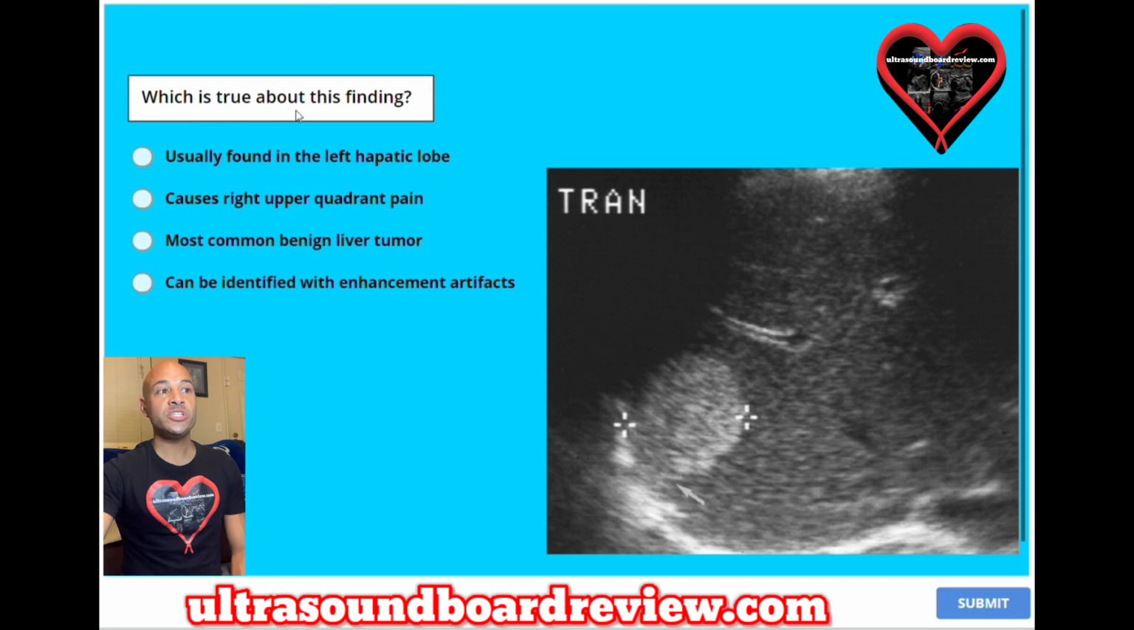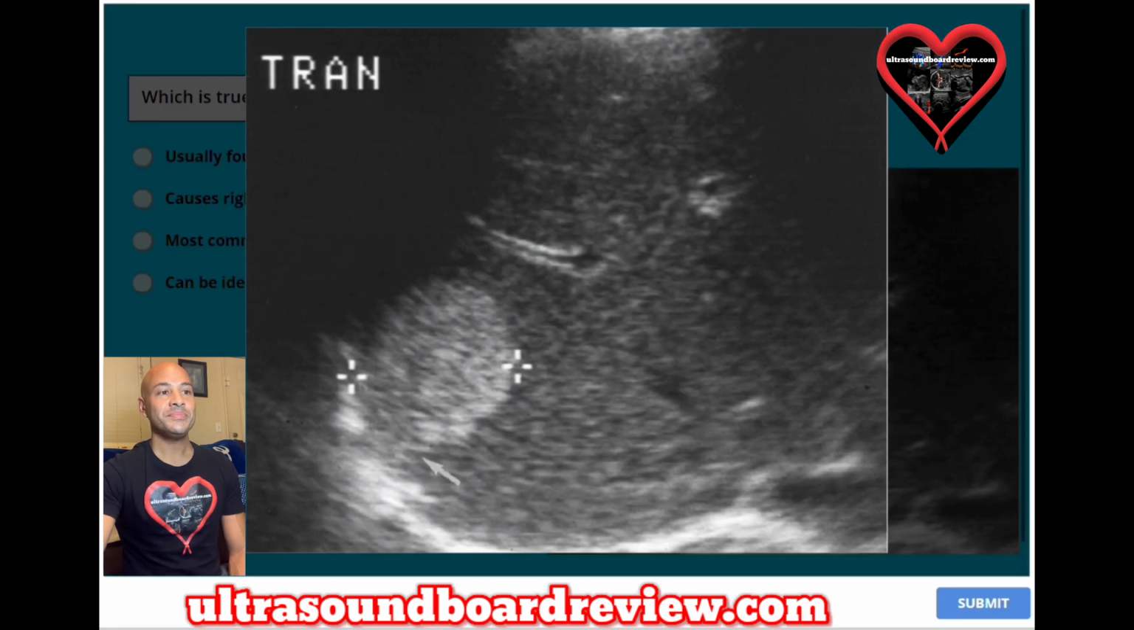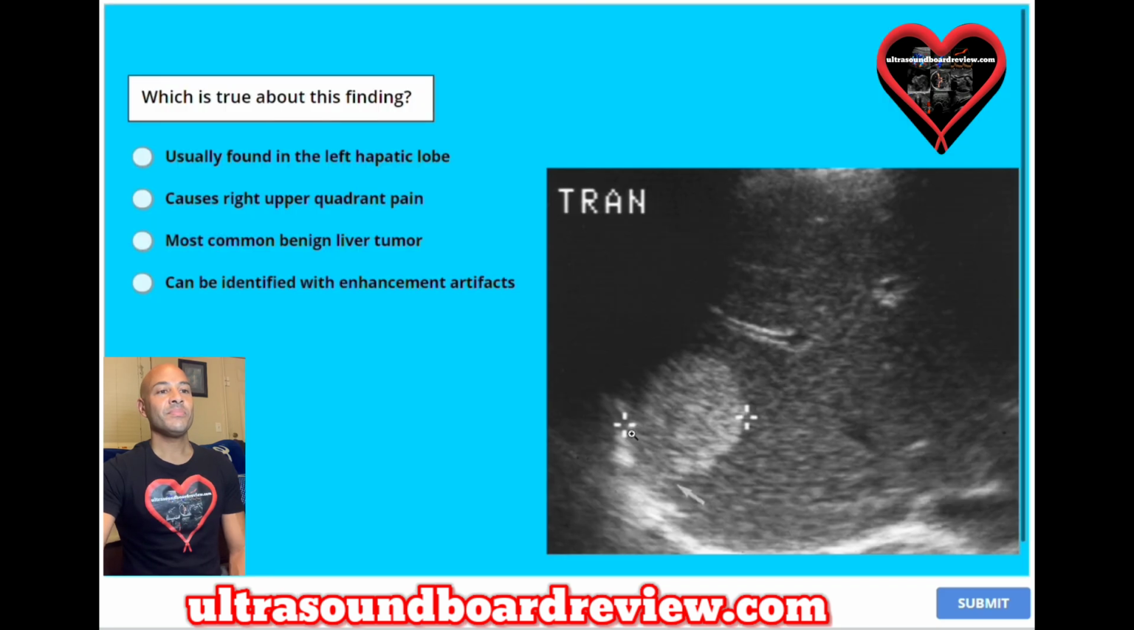Question 103. Which is true about this finding? A. Usually found in the left hepatic lobe. B. Causes right upper quadrant pain. C. Most common benign liver tumor. Or is it D. Can be identified with enhancement artifacts? The answer is C. This is the most common benign liver tumor, which is called a cavernous hemangioma.